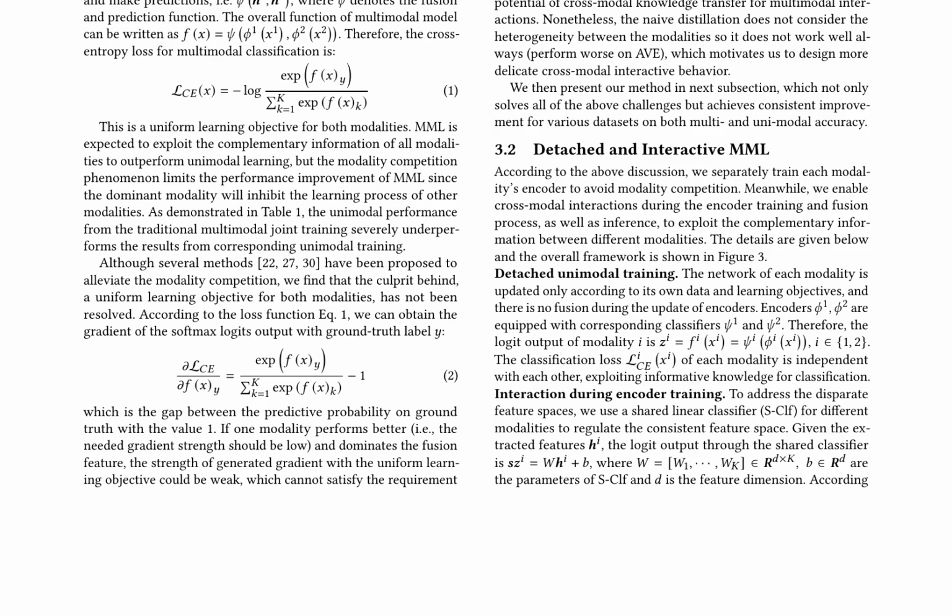The authors compare their approach with existing methods, including multimodal joint training, MMCLF, and PREDS-AVG, and demonstrate the effectiveness of DI-MML in achieving consistent improvement for various datasets on both multi- and unimodal accuracy. This novel approach addresses the challenges of disparate latent feature spaces and limited use of multimodal complementary knowledge.